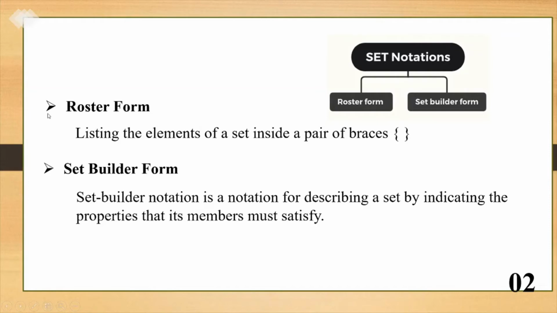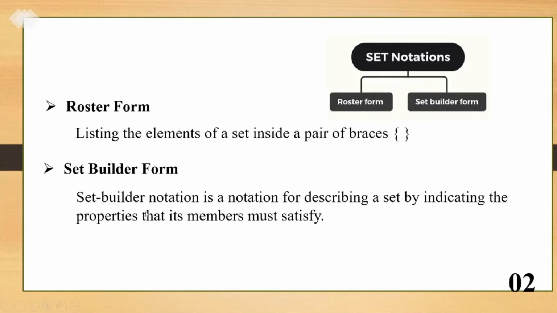In roster form, the set is a collection of members, or objects, or elements. In the roster form, we list each element of the set inside a bracket, an open bracket and a closed bracket. We represent the elements of a set in a bracket and each member is separated by a comma. That is roster form.